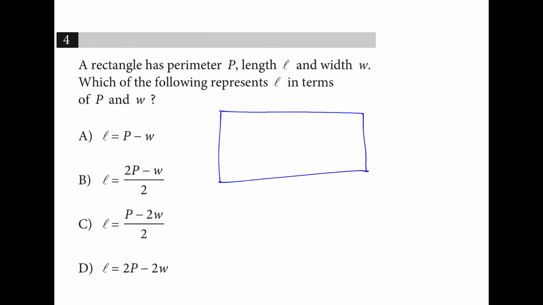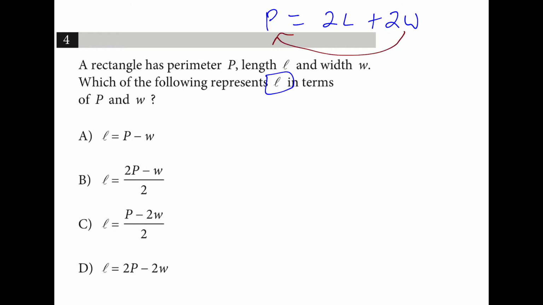If you forgot the formula for perimeter, let's say that this is length and this is width. They're going to be the same. So P is going to be equal to 2L plus 2W. They want to know what is L in terms of the other variables. So we're going to move the 2W over by subtracting. So we have P minus 2W is equal to 2L.